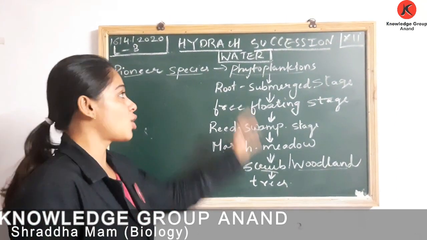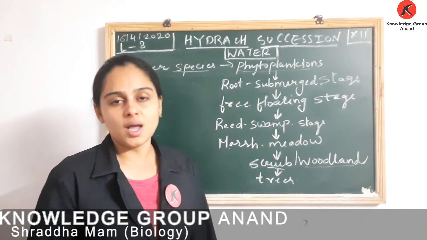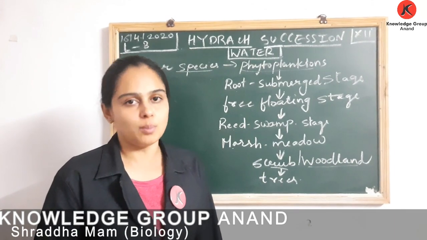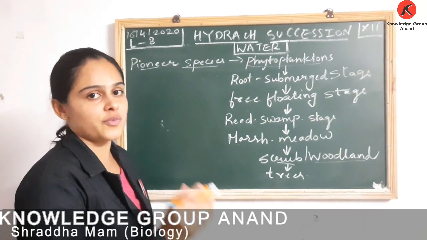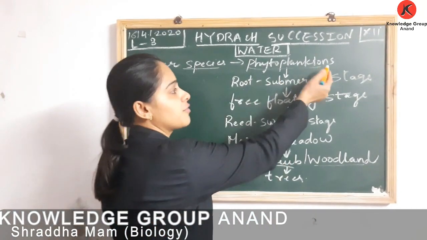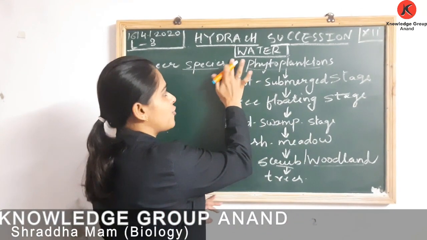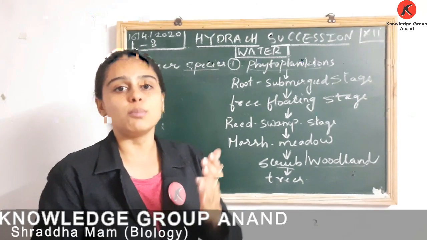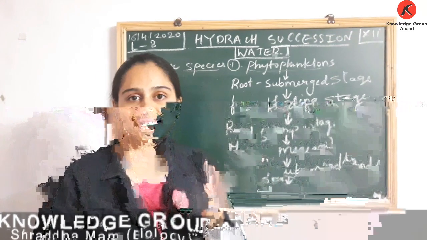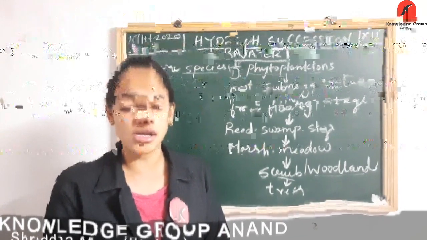Okay, now we are discussing your hydrarch succession. Hydrarch succession in the sense which begins from water, and here we are taking the example of a small pond. Okay, so now if we are talking about pioneer species, what are pioneer species? First occupying species that are our phytoplanktons in that primitive condition, right? So the very first stage is called as phytoplankton stage, where there is presence of some blue algae, some diatoms, and even bacteria. These organisms are first to colonize the sphere of the pond.